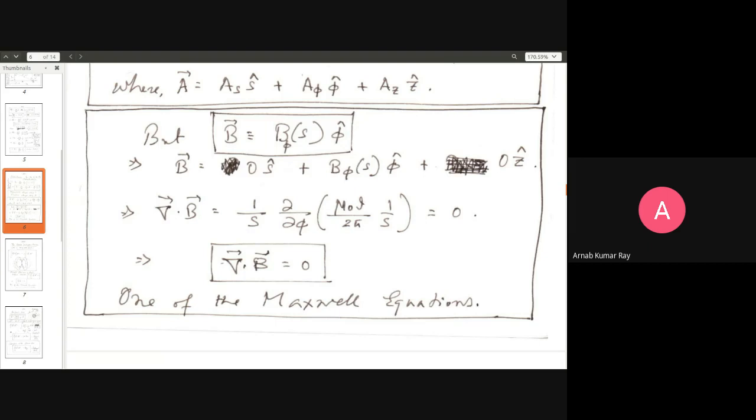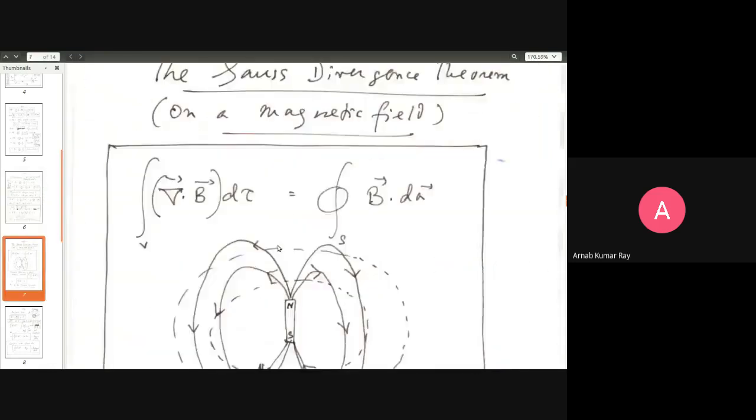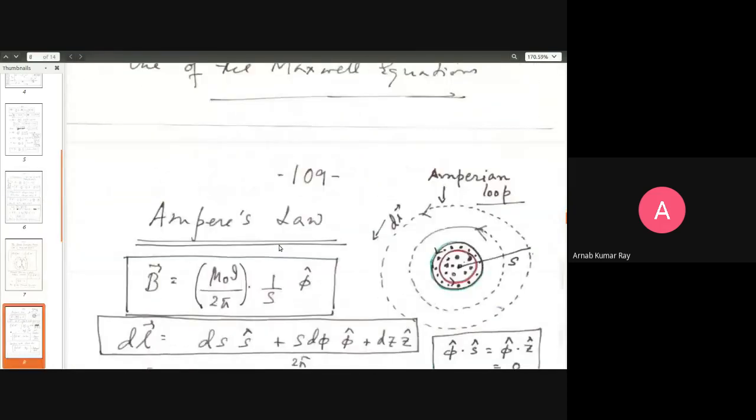Like I told you earlier, the Maxwell equations are simply the divergences and the curls of two vector fields, namely the electric field and the magnetic field. So we have looked at the divergences, both for the electric as well as for the magnetic field. Now we shall gradually move forward and look at the curl properties. And in so doing, we shall first have to look at Ampere's law.